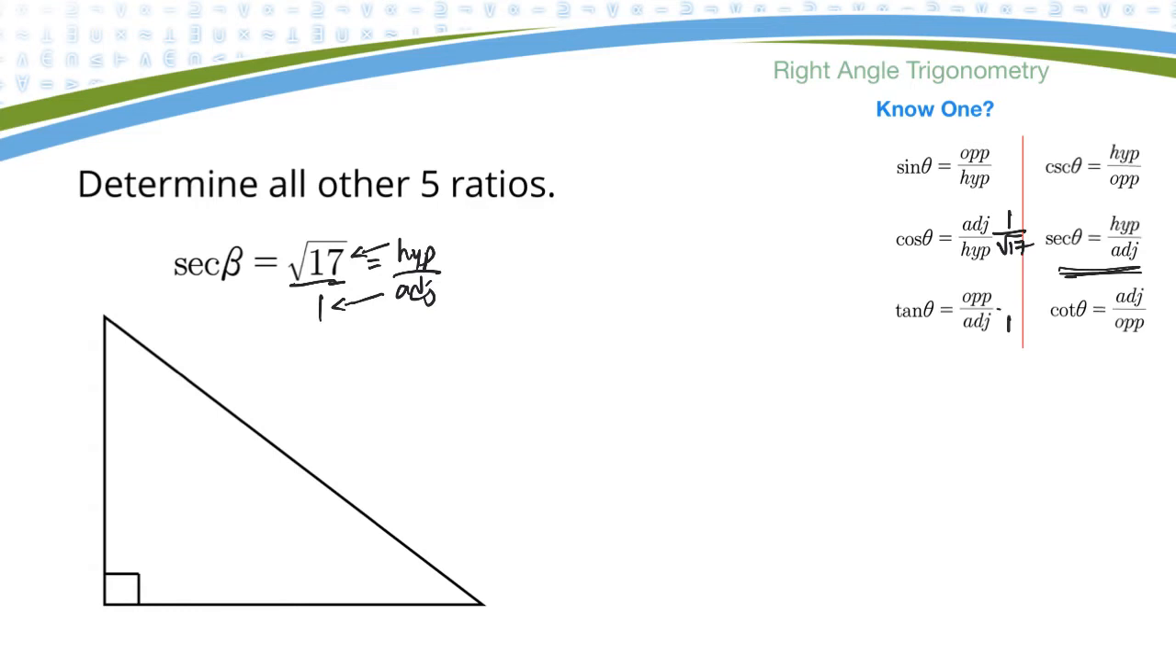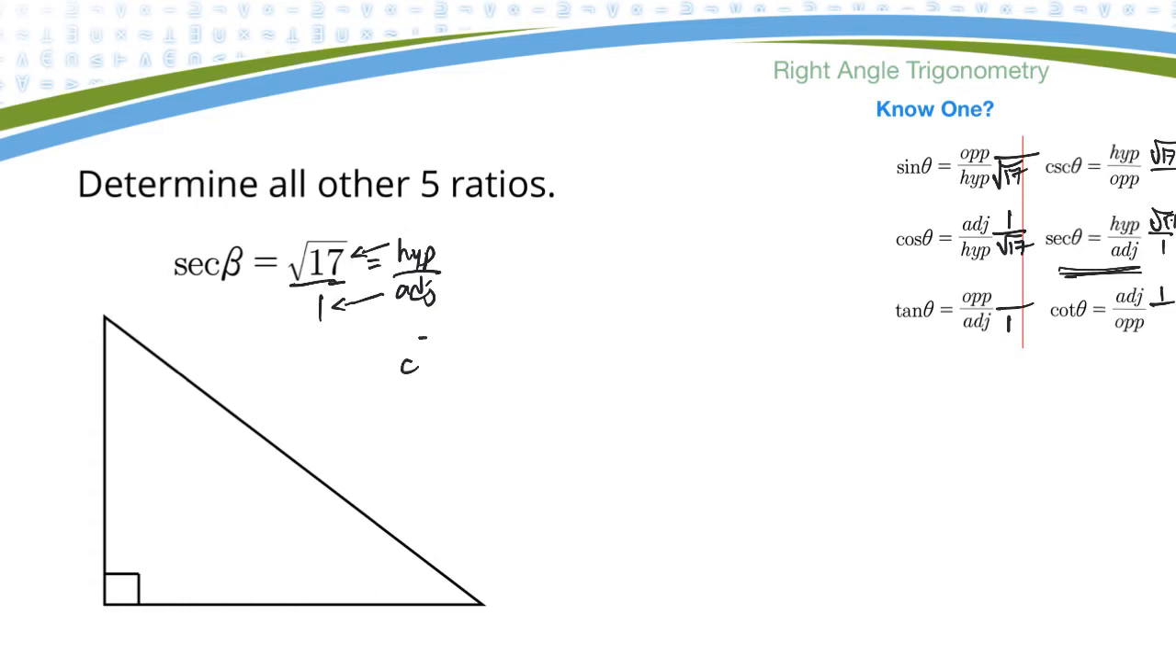Adjacent is 1, hypotenuse is root 17, and I don't know the opposite side. So this would be root 17 over 1. So all I need to do is find the opposite side.